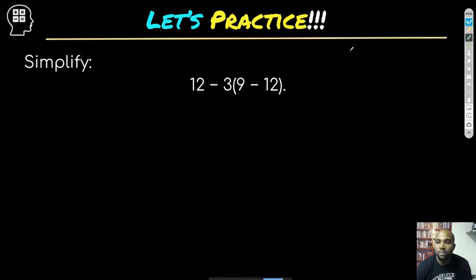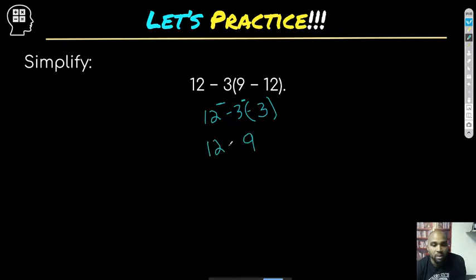All right, let's use our PEMDAS again. We need to do our parentheses first. 9 minus 12 gives us a negative 3. And what's left over here is 12 minus 3 times this whole thing, because this negative 3 is still over here. So PEMDAS tells me to do my multiplication first before my subtraction. So I'm going to do negative 3 times negative 3. Those are both the same signs. Negative times negative is a positive, so this is going to be 9. So now I know this is 12 minus 9, which becomes easy, and that's just 3.